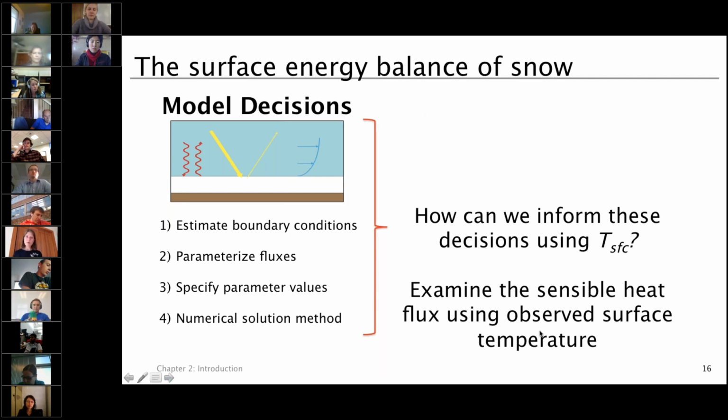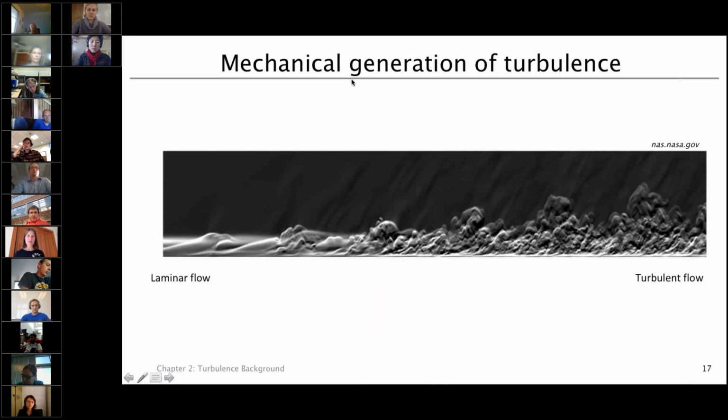And so what we're going to do is use the surface temperature and direct measurements of the surface temperature to examine the sensible heat flux above the snowpack. All right, so what exactly do I mean by sensible heat flux or by turbulence?